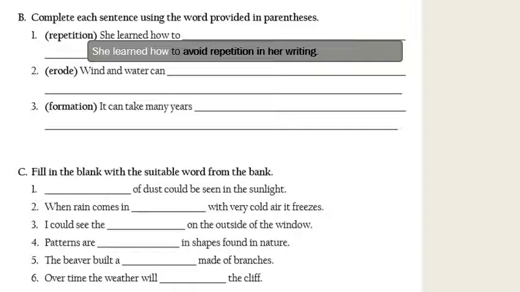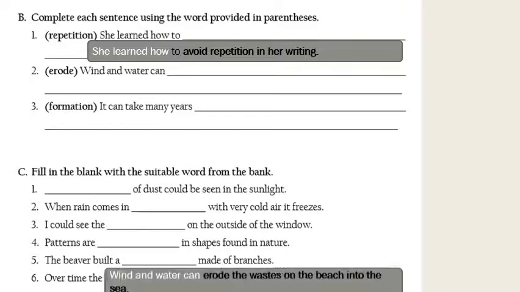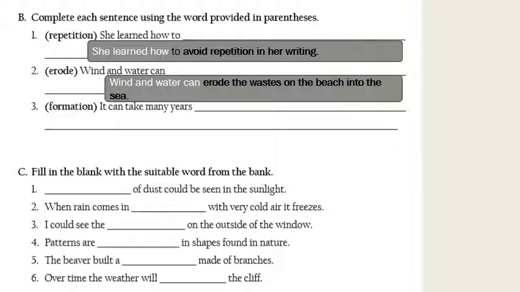Number two, erode. Wind and water can what? What can they do? The wind and water together. When wind comes and we have water, okay, they can erode. Erode what, for example? Where do you mostly see the wind with the water? On the beach, maybe. Can erode what? They can wash away what? Maybe the trash on the beach into the sea. Yes, you can say that. Or you can say wind and water can erode the waste on the beach into the sea.